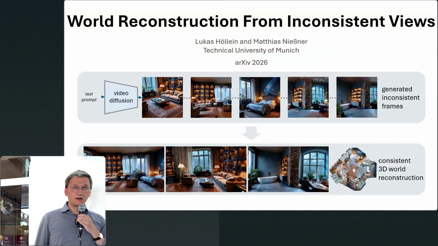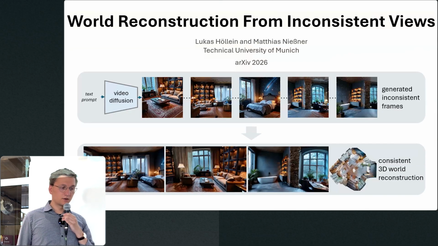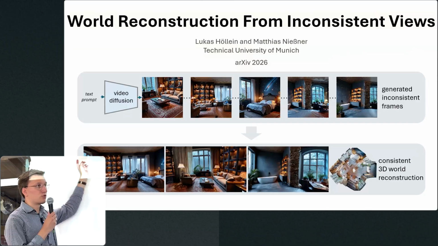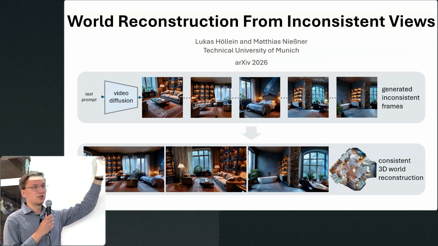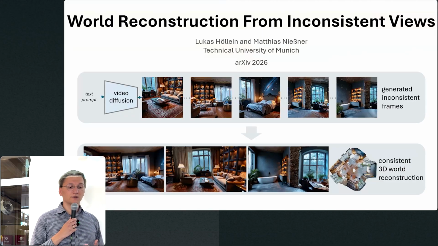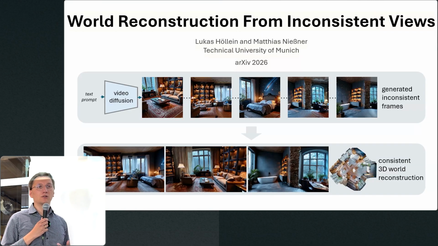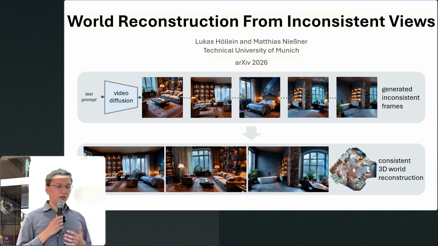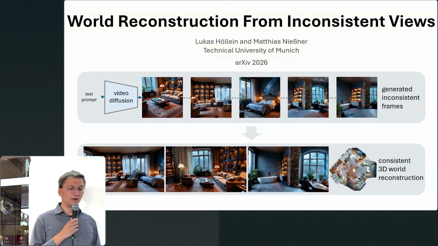Our latest arXiv work from this year tackles this problem. It's still using the same kind of architecture where you're given a text prompt as input, a diffusion model generates a bunch of frames, but now we acknowledge that these frames are inconsistent and have problems that we cannot just ignore and reconstruct right away. Instead, we propose a new method that fixes these alignment problems to obtain a consistent 3D world.